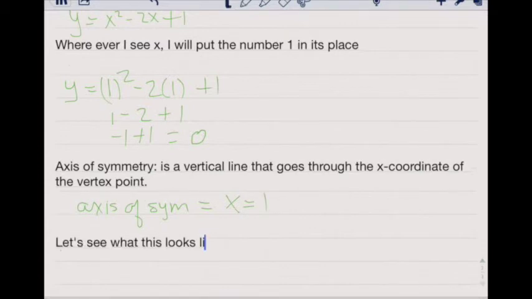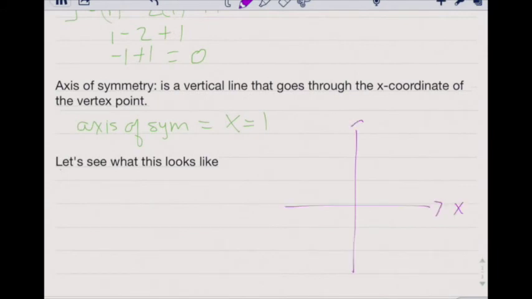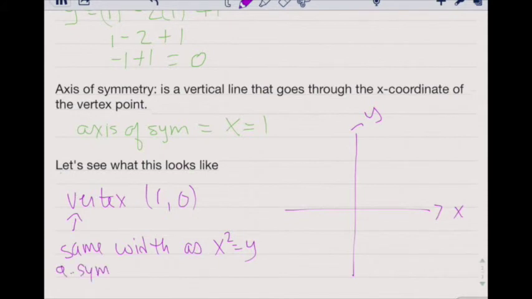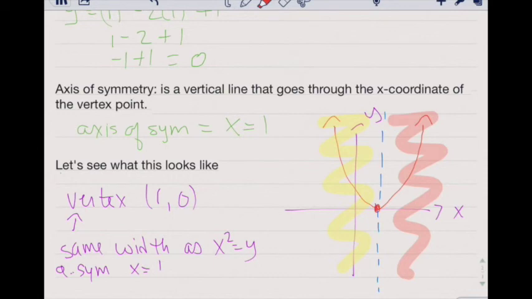So, seeing the numbers, let's see what this looks like in a graph. I have my coordinate plane with the x and y axis. I know my vertex is the coordinate pair 1, 0. I know it opens up, and I know it's the same width as y equals x squared, and I know the axis of symmetry is at the line x equals 1. My vertex point is at 1, 0. It opens up, looks about as wide as x squared, and the last piece is that through the point x equals 1, I have my axis of symmetry, and this side of the axis of symmetry is the mirror image of that side. And this is how you graph a standard form quadratic equation.